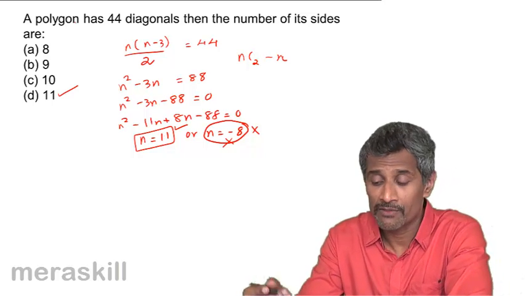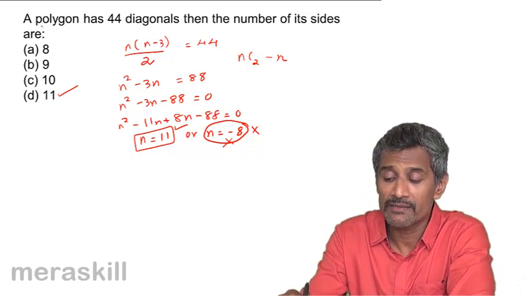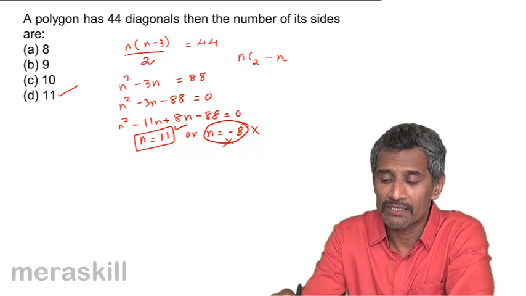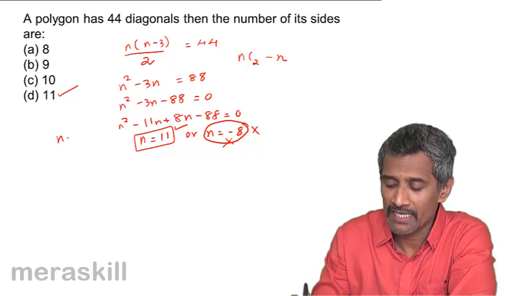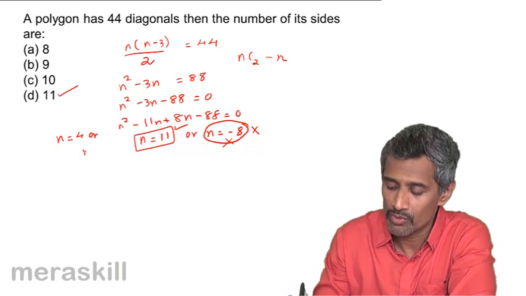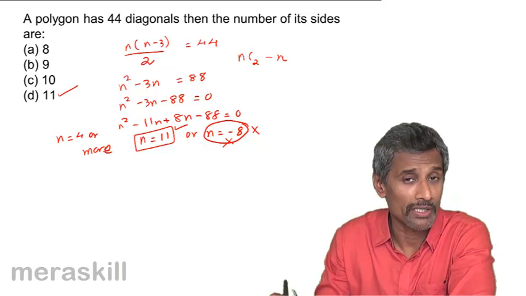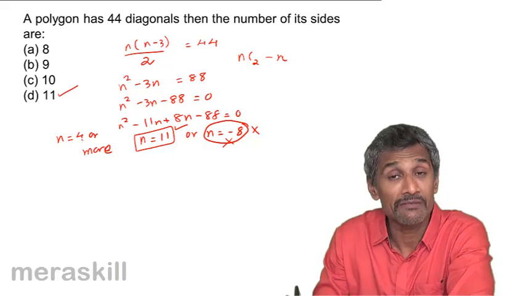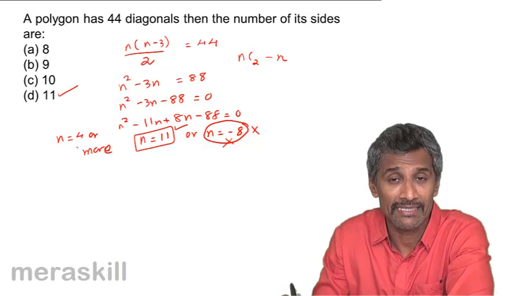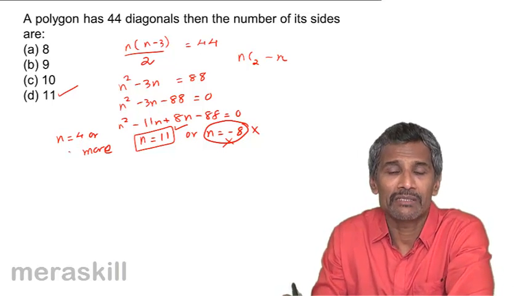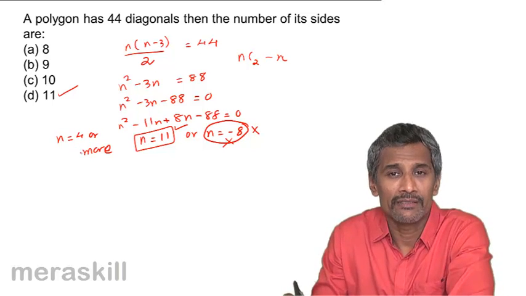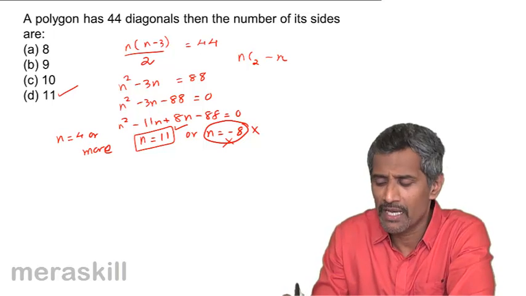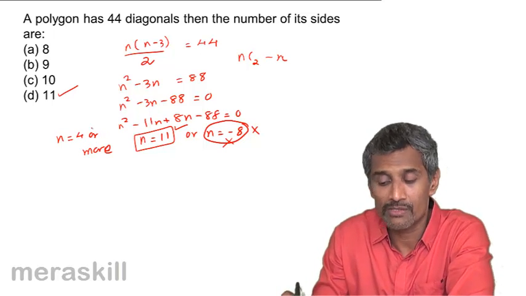One reminder: a polygon, which means a pentagon, hexagon, nonagon, dodecagon, anything where the number of sides is 4 or more, is called a polygon. It could have 4 sides, a quadrilateral, or a pentagon with 5 sides, or a hexagon with 6 sides, or a septagon, octagon, nonagon, decagon, and so on. So anything which has 4 sides or more is called a polygon.